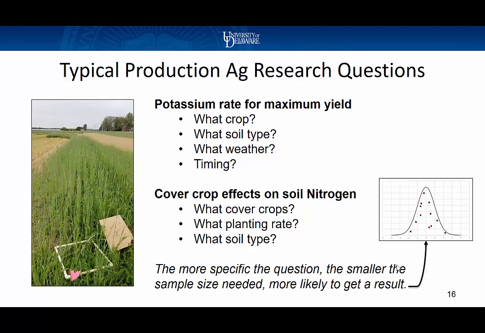But then you have to think about what your soil type is, because soil is going to have an effect. If you put one plot per different soil type, you're going to have such different results you couldn't prove it. What's your weather going to be? What's your timing? So the more specific your question is, the easier it is to shrink that population down. All those outcomes get smaller, so you need fewer samples to look at.